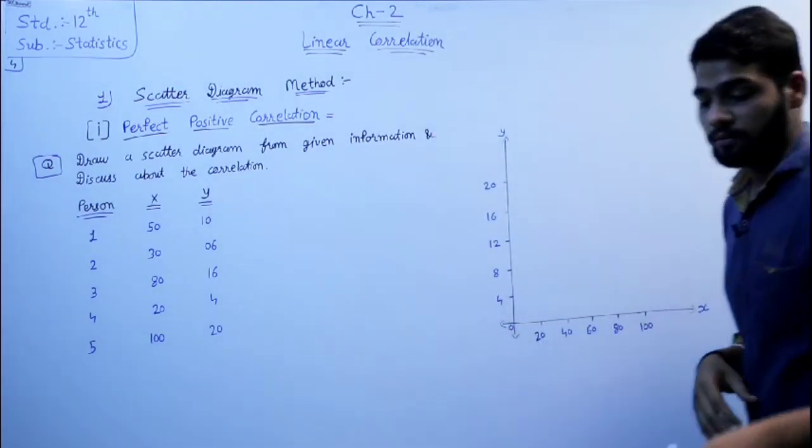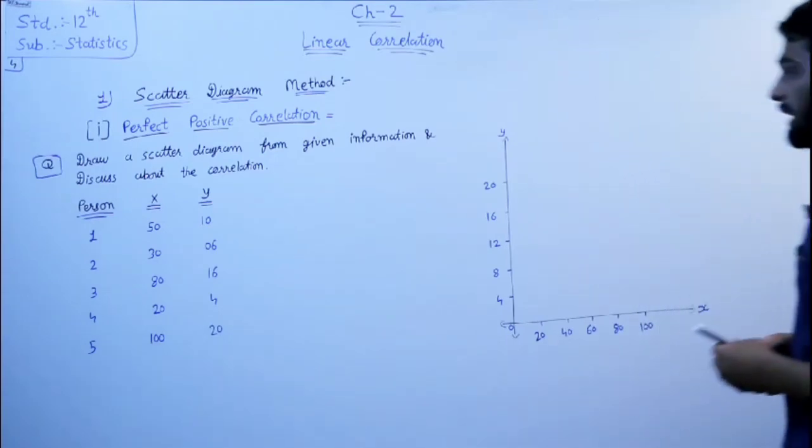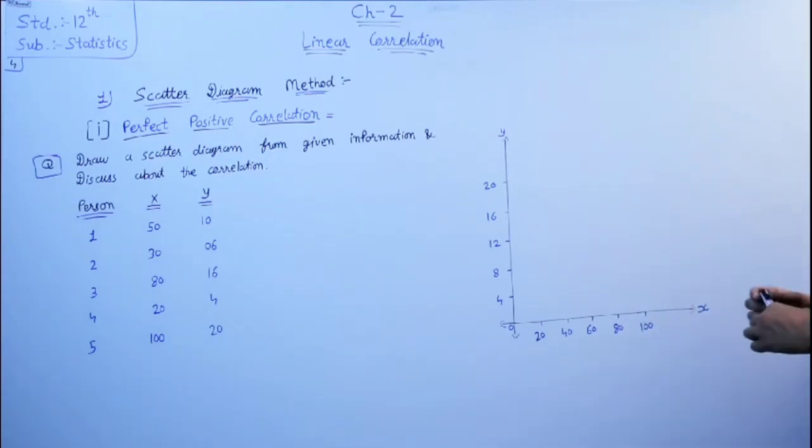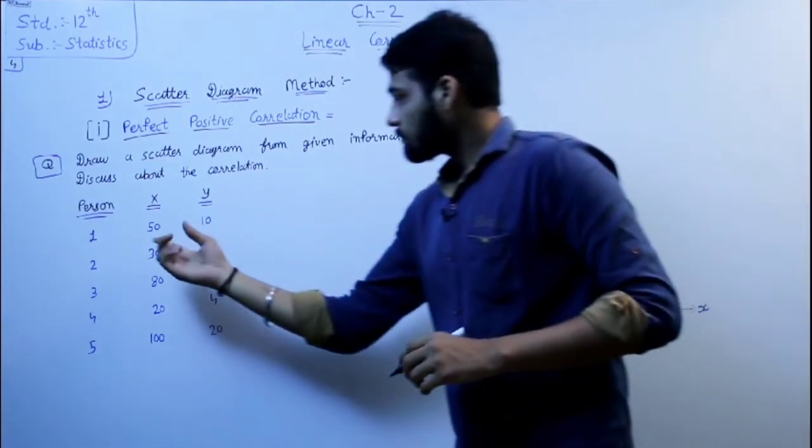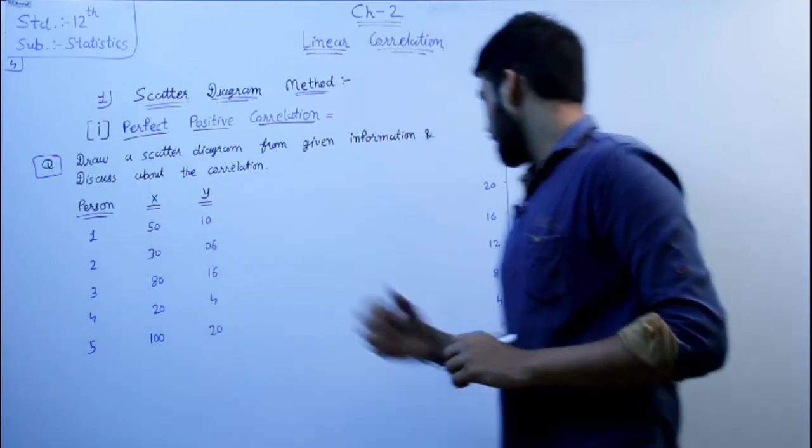Now we plot the points of the x variable and y variable. First, 50 and 10.